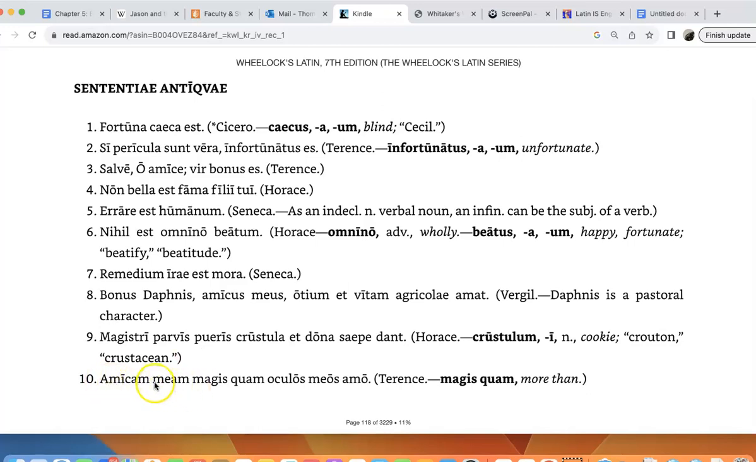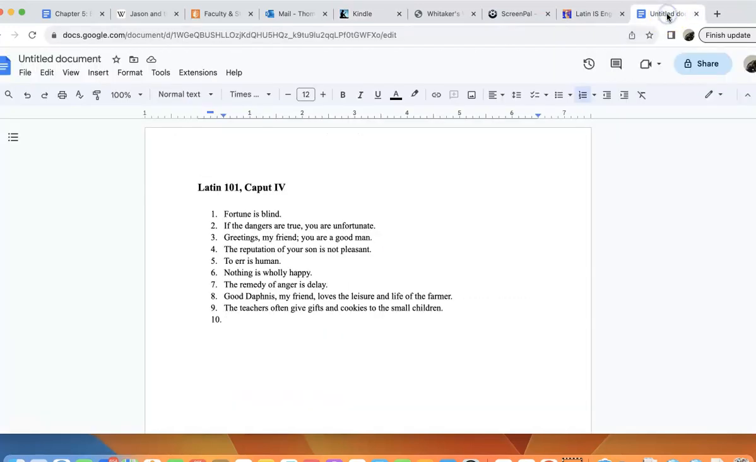Decem. Amicam meam magis quam oculos meos amo. So magis quam means more than. So I love my friend more than my eyes. So let me write that down and we'll try to decipher that. So I love my friend more than my eyes.